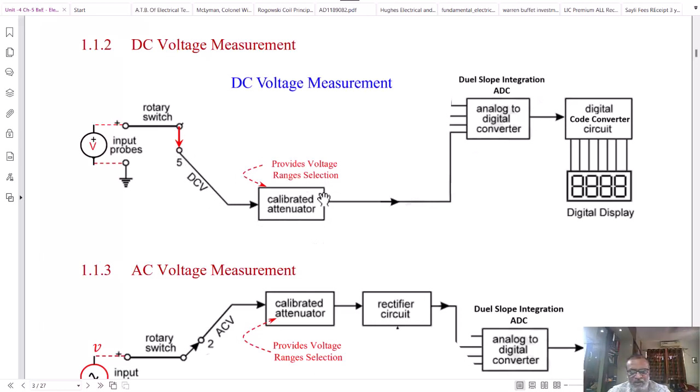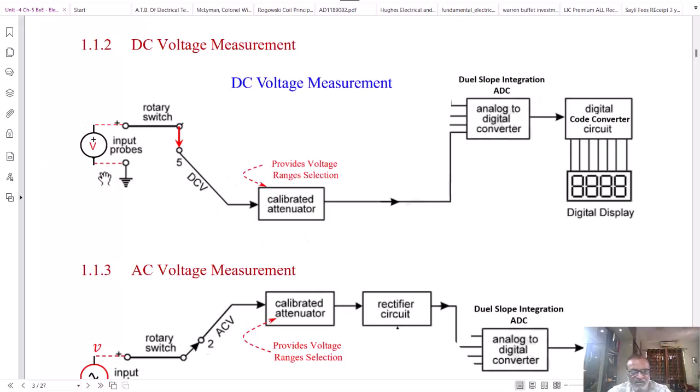Then the first block coming in series will be a calibrated attenuator. The function of this attenuator is to attenuate the input level to the output level required, which should be demanded by the A to D converter. A typical value, for example, an analog to digital converter requires say 0 to 5 volt input to display the reading from 0 to full scale. Then from minimum to maximum input value, the output of the attenuator should be 0 to 5 volt. This can be done by using the calibrated attenuator.